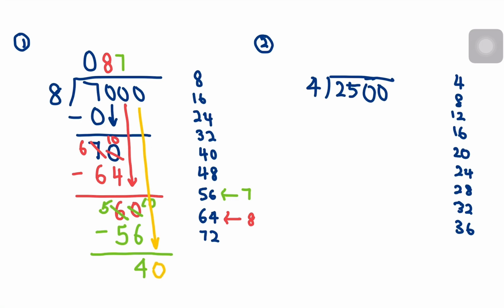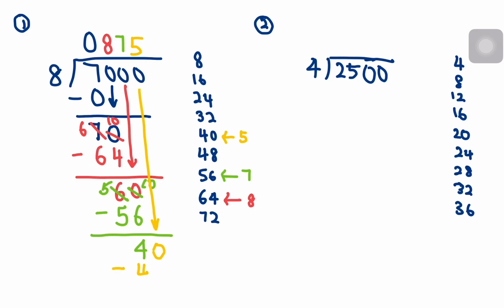So how many groups of 8 can I find in 40 now? Can you find the number 40? Yes, I can find the number 40. So draw your arrow and then count 1, 2, 3, 4, 5. This is number 5. Count and write on top. 5. So what do you minus? 40. 40 minus 40 equals 0. No more remainder. So the answer is 875.